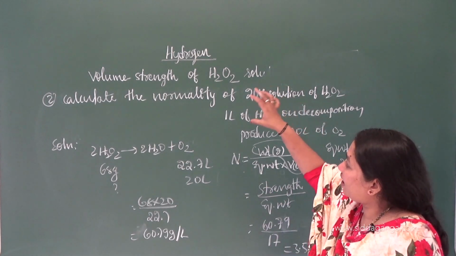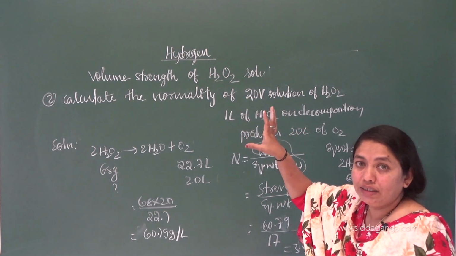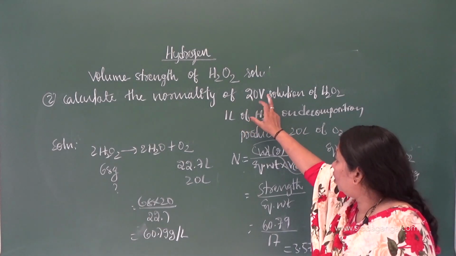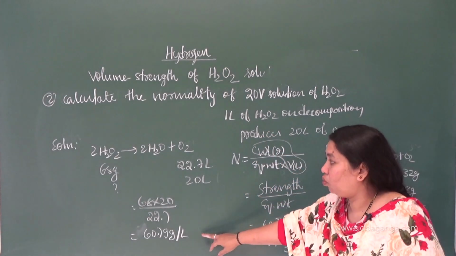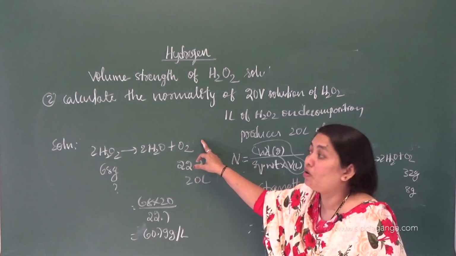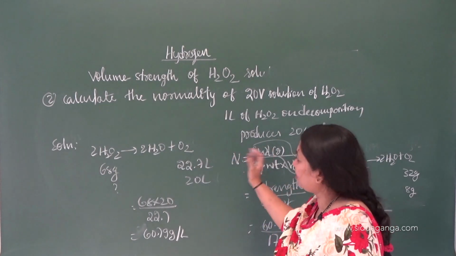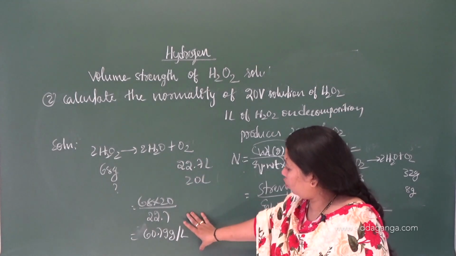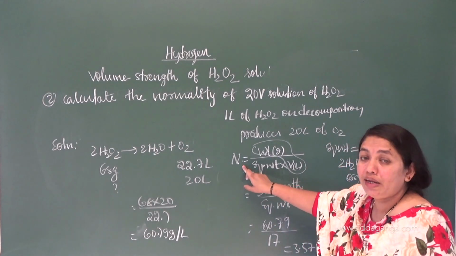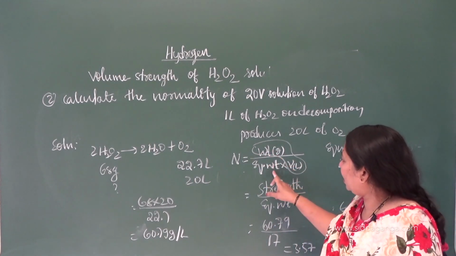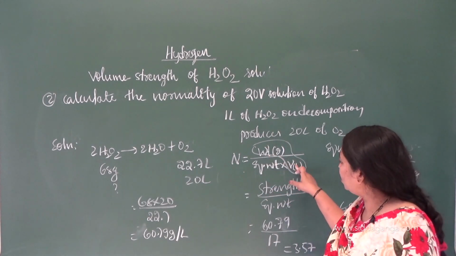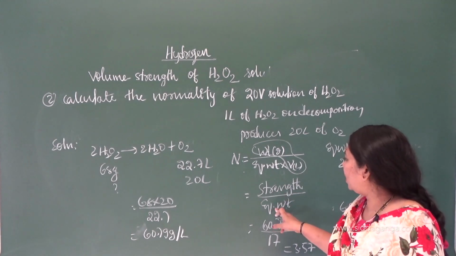See, when they ask you to calculate the normality and they have given the volume strength, how to calculate? First you have to calculate the strength from the given equation. You have to learn this equation by heart, or keep it in mind, because I am using the same in all the problems. Then the expression for normality is weight by equivalent weight into volume. So weight by volume is nothing but strength divided by equivalent weight.